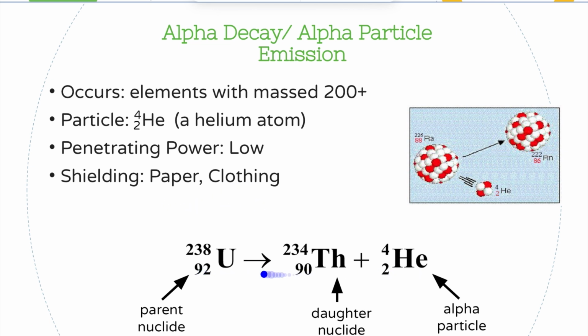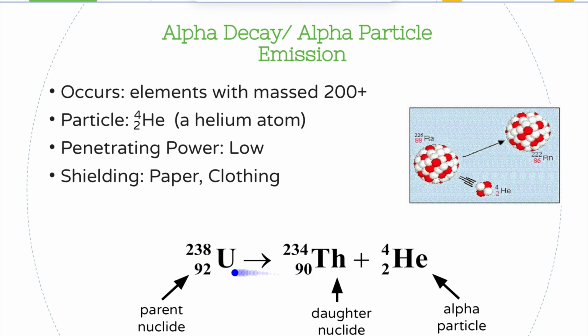We talked about this notation of how we can write out uranium-238 showing the atomic mass and the protons here, because that's where those changes are happening. And so we can see a parent nuclide, which is unstable, can decay into a daughter nuclide that is more stable, by emitting an alpha particle, which is a helium atom.